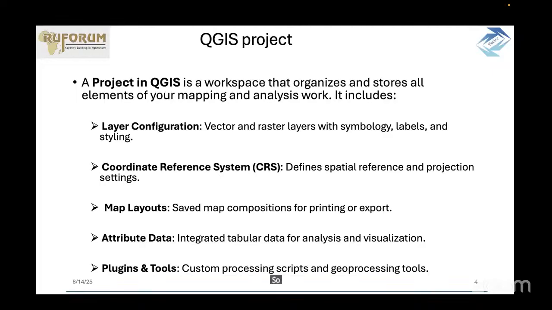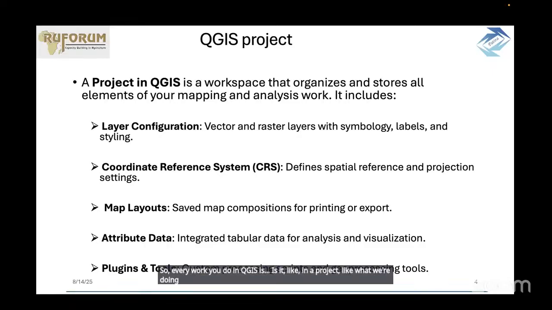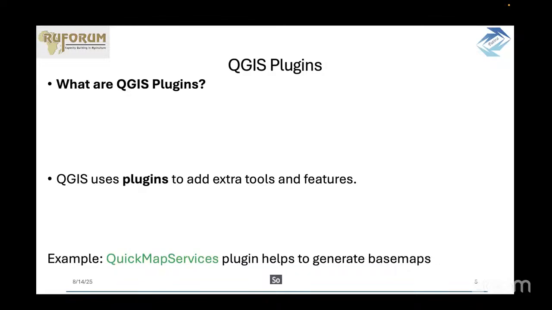So every work you do in QGIS is in a project, like what we're doing in R, okay? So plugins. What are the plugins, by the way? The plugins are like your R packages or R libraries. It adds extra tools. Like when you download R Studio, it actually comes with certain packages pre-installed. It's the same with QGIS, but sometimes you have to install plugins, okay?